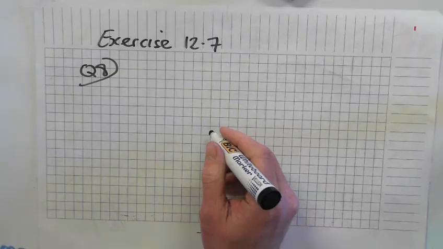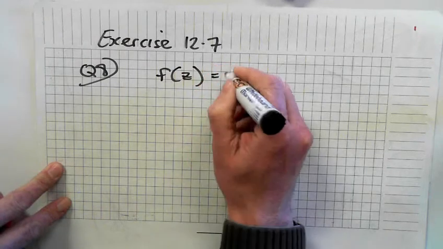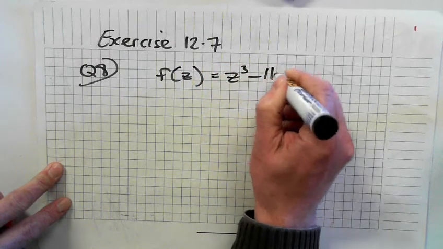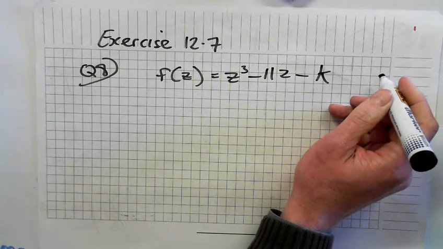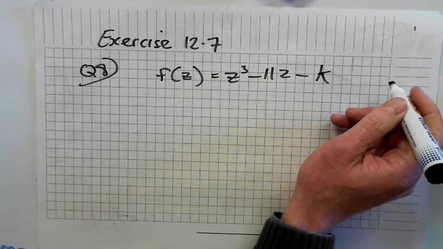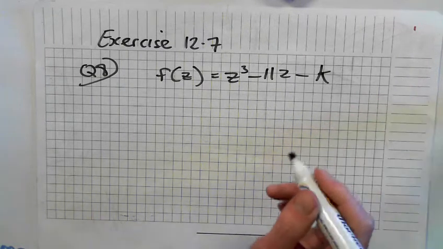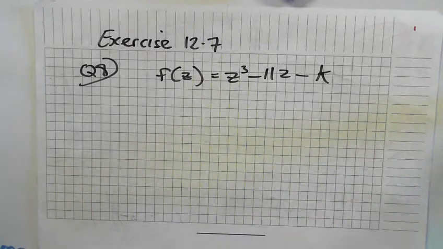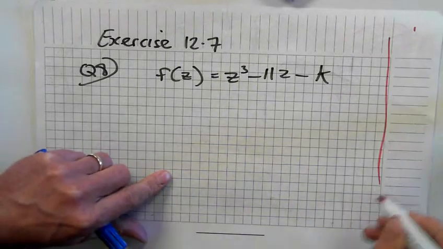Right. So the graph f(z) is equal to z cubed minus 11z minus k is shown. If k is an element of the integers, find the value of k. Alright, so to find the value of k, from the graph, let me see, yeah, it's minus 20.